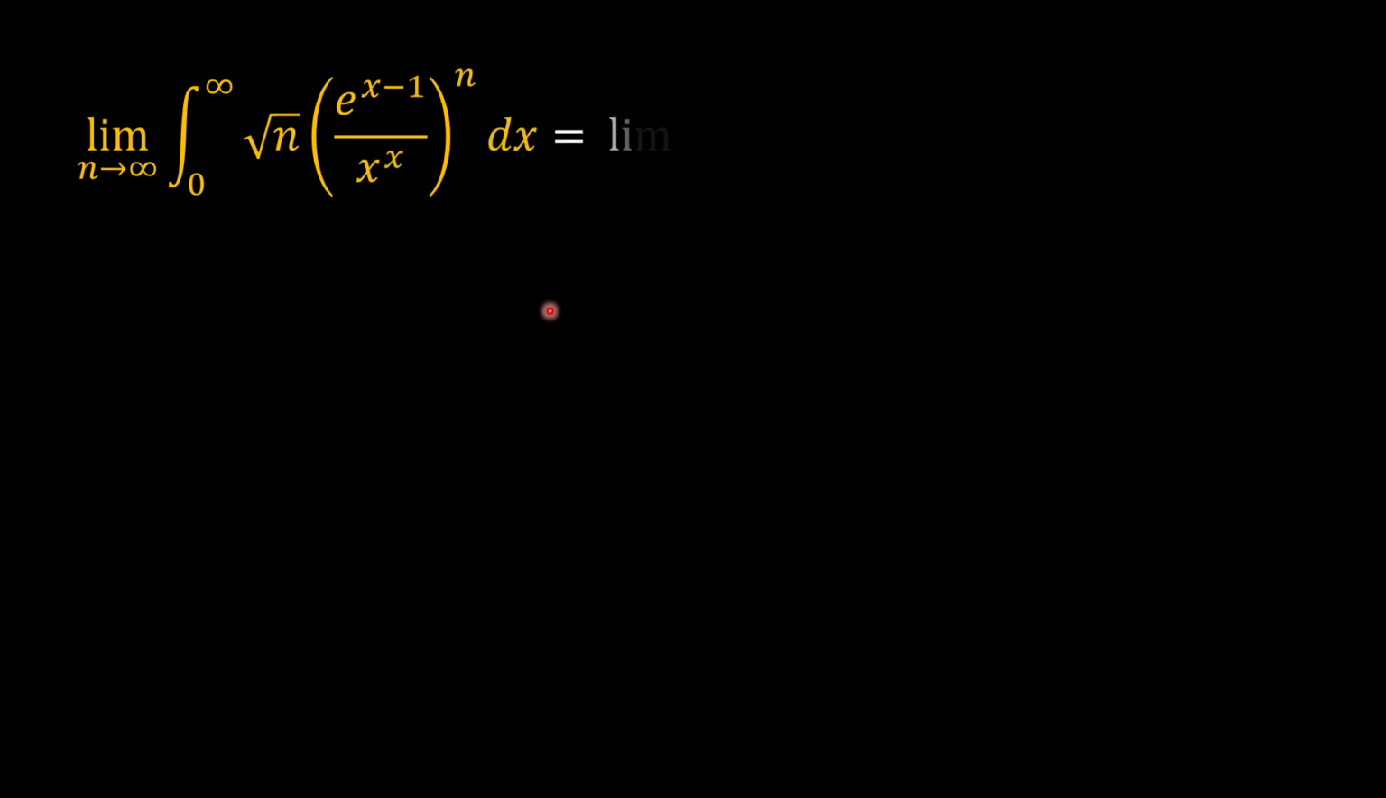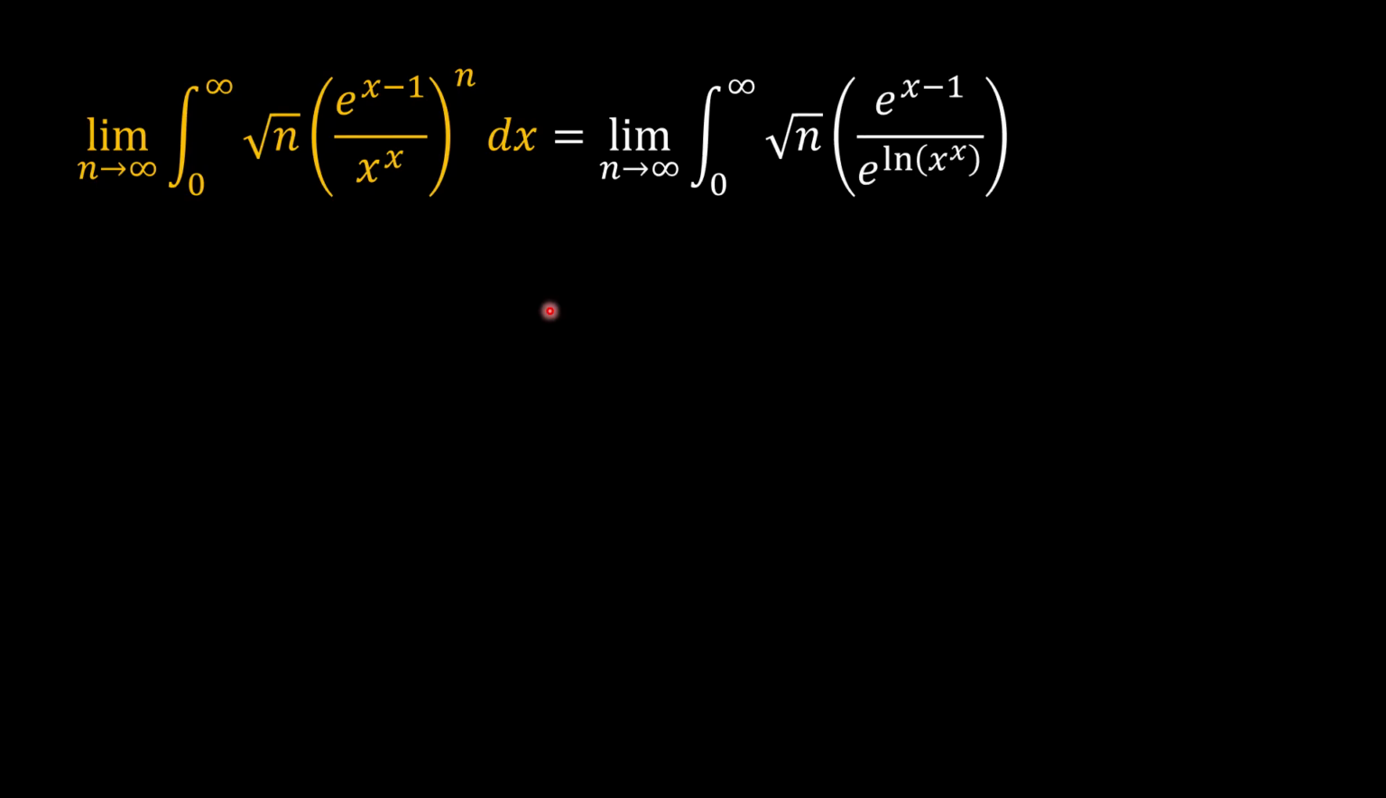So on to our problem. Limit as n tends to infinity. So n is a very large value of the integral from x equals 0 to infinity, square root of n times open bracket e to the power x minus 1 over x to the power x, to the power n. Now we can re-express x to the power x as e to the power natural logarithm of x to the power x.